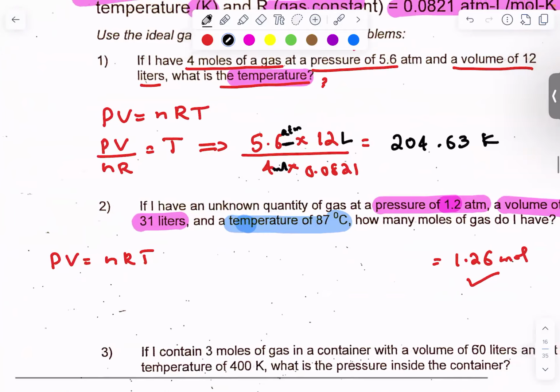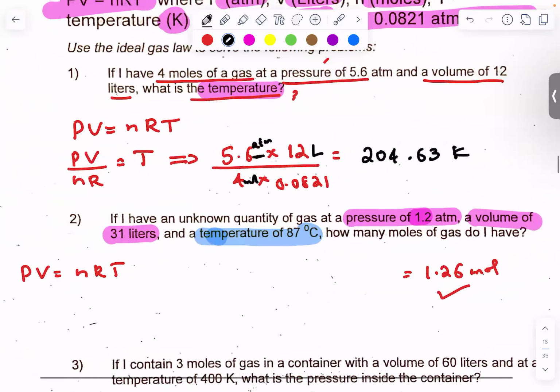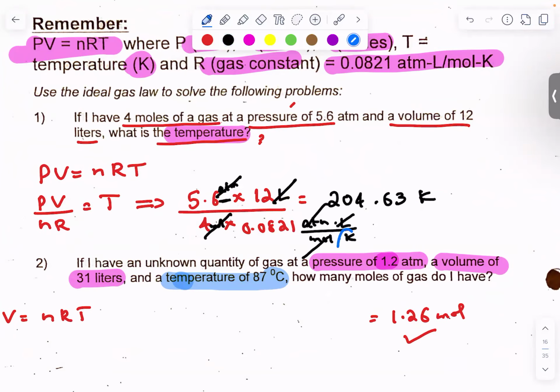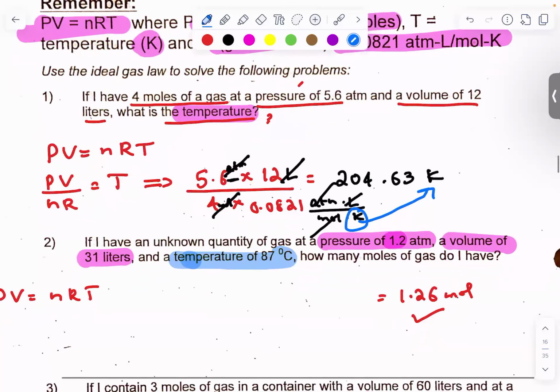It doesn't make any difference. You simply need to write down the unit. For example, with this, you will write ATM dot L over mole dot K, and then you are going to cancel ATM with ATM, mole with mole, and liter with liter, and then you will be left only with Kelvin, which you are going to put here. Does it make sense? Yes, it does.